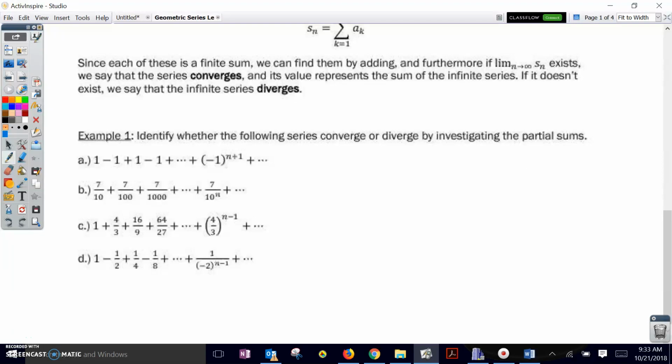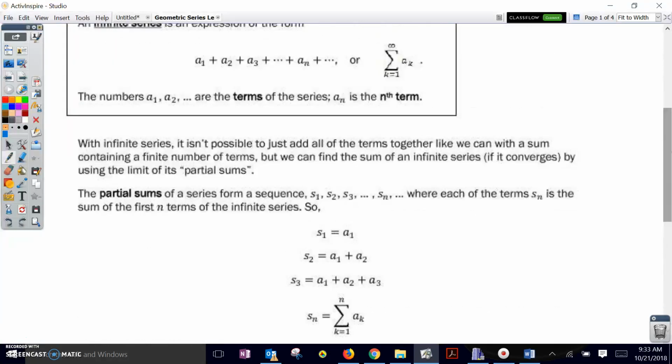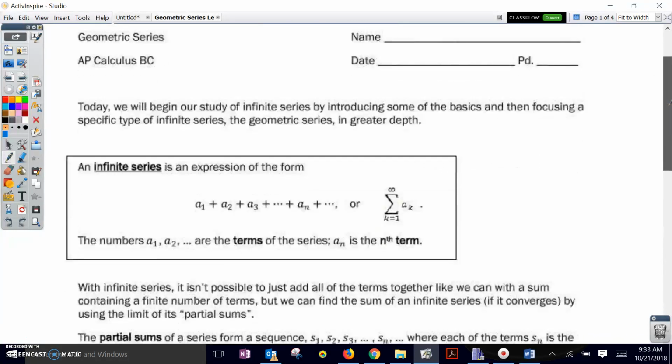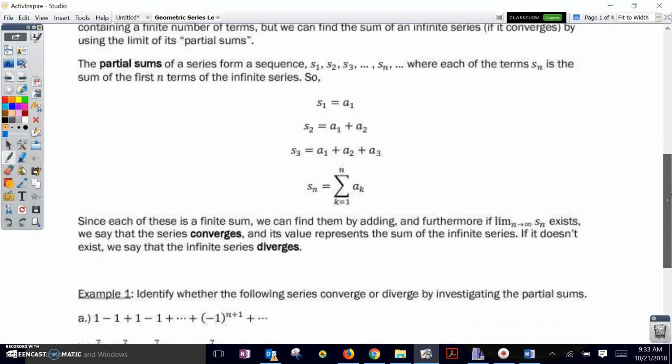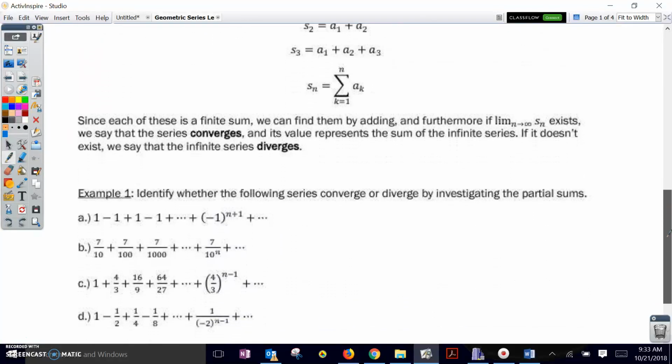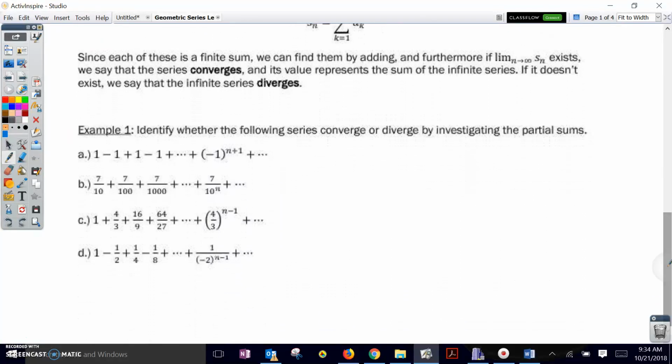Alright, welcome back everybody. In this video we're going to begin our exploration of infinite series. Make sure you read through. There's a lot of text and information at the beginning of this lesson on what infinite series are and what partial sums are and convergence and divergence before you dive into this video.